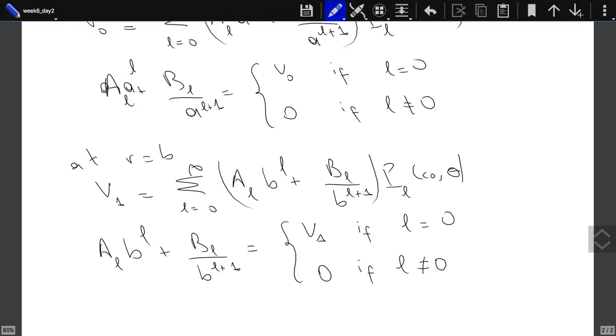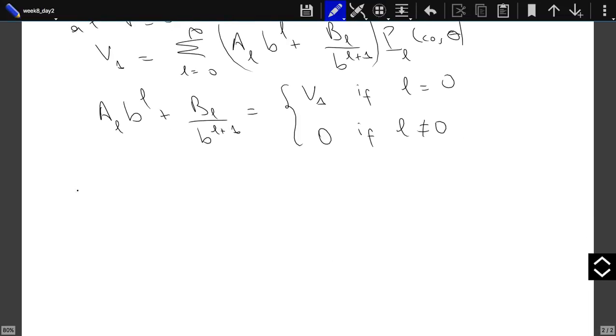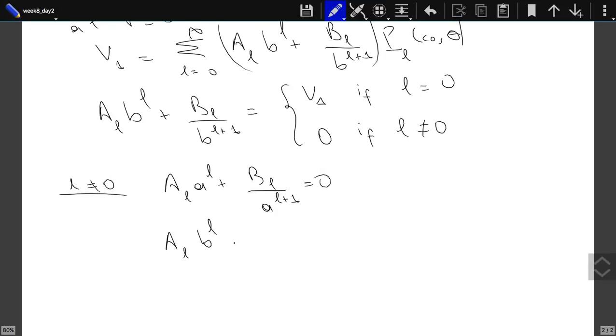Now we have two sets of unknowns and we have two sets of equations. Let's look at the L non-equal to 0 case. That tells me that A_L a to the power L plus B_L over a to the power L plus 1 is equal to 0, and A_L b to the power L plus B_L divided by small b to the power L plus 1 is also equal to 0. Well, this tells me that A_L and B_L are both 0.